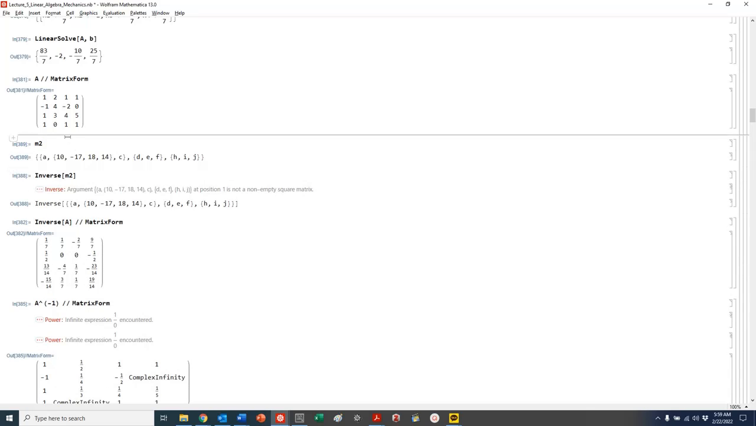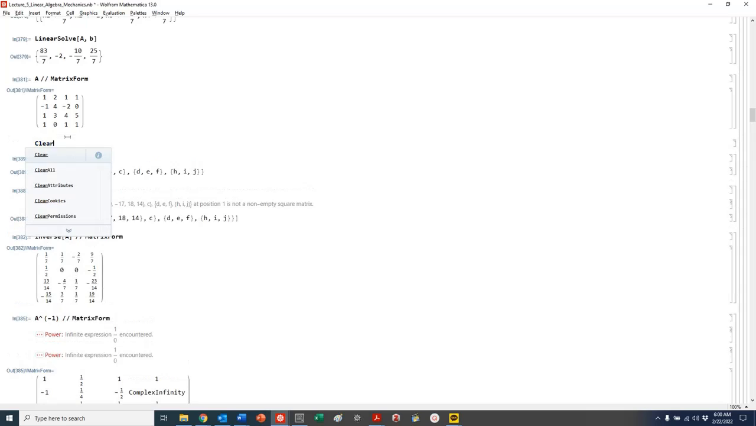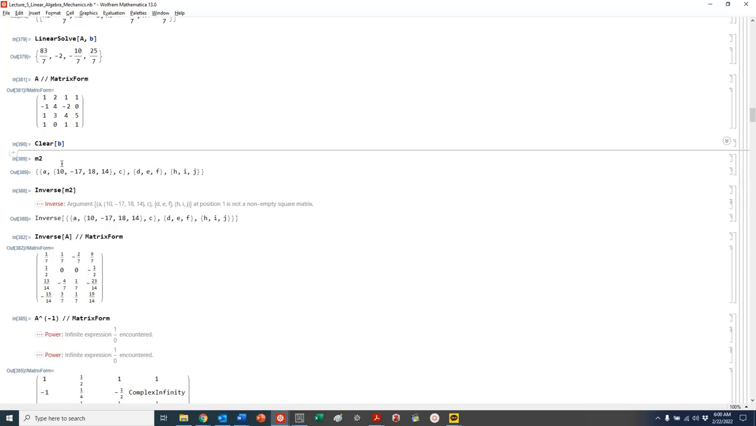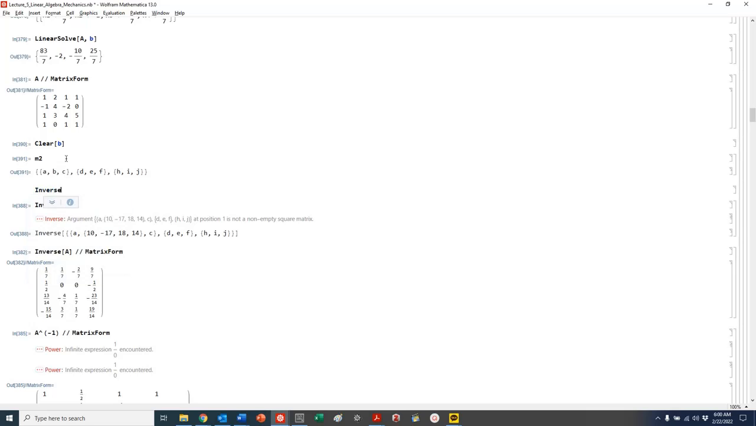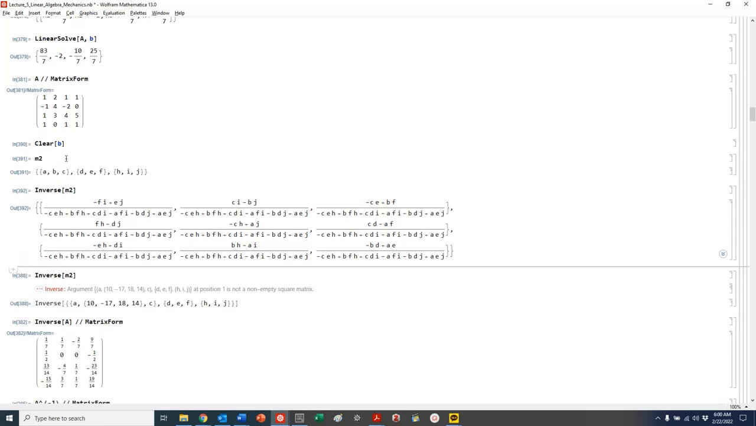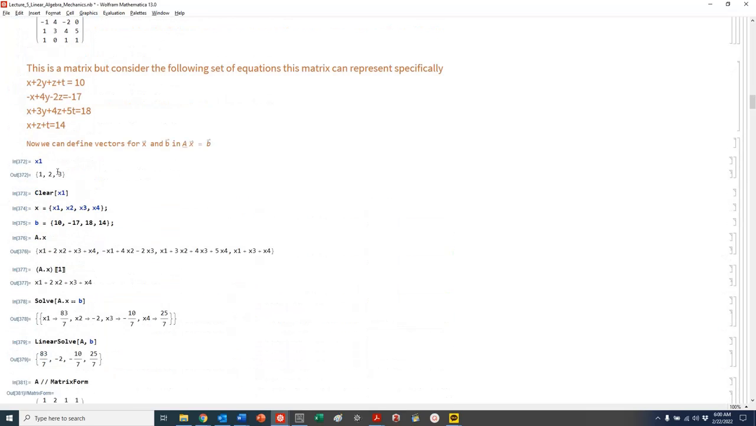Hang on a second, let me clear B quickly. So I want to look at m2. I want to do the inverse of m2, and you can see how it's calculated effectively. So you can look at and calculate essentially that inverse. But anyways, let me reevaluate B.